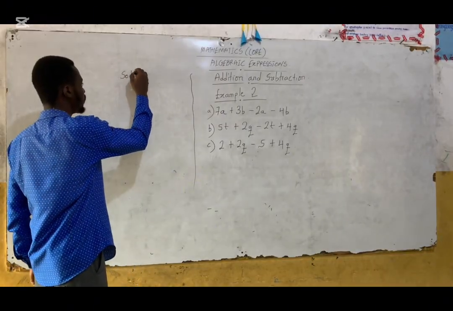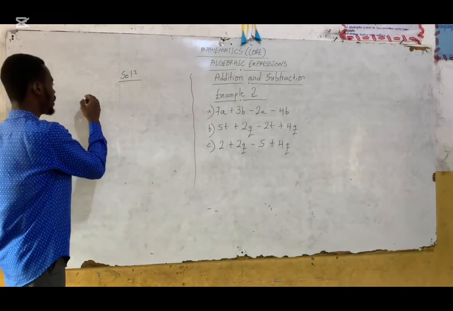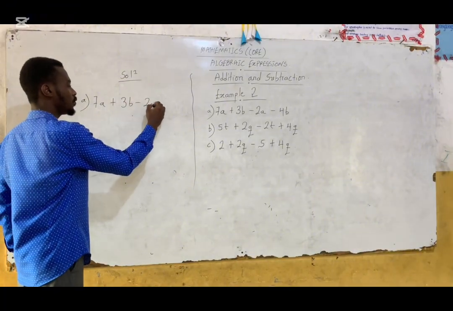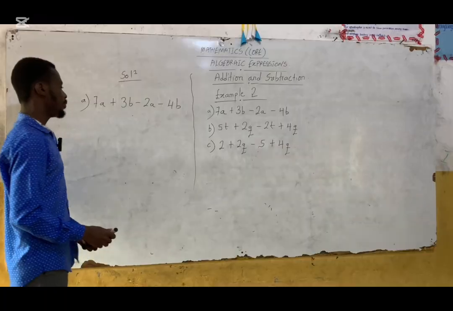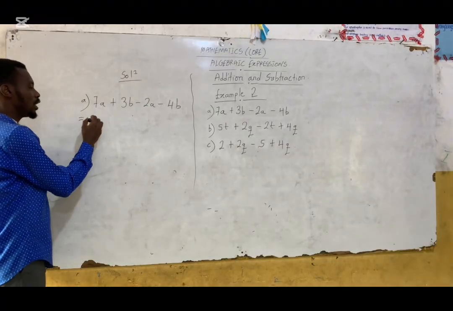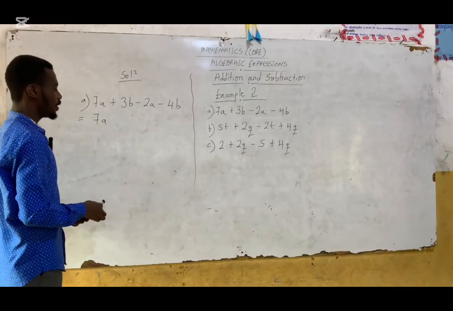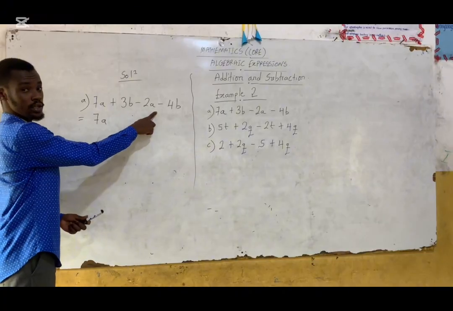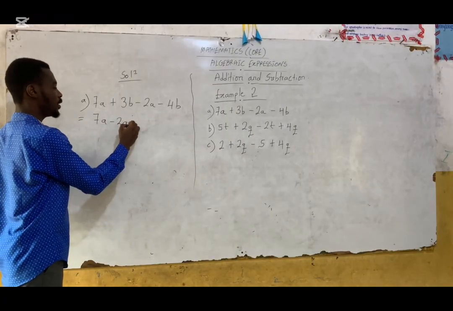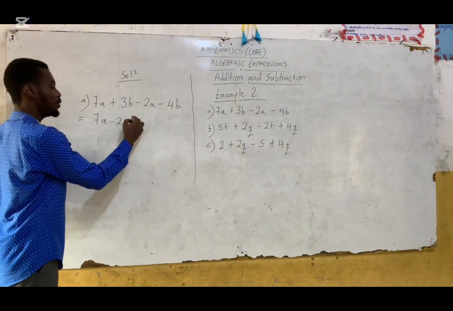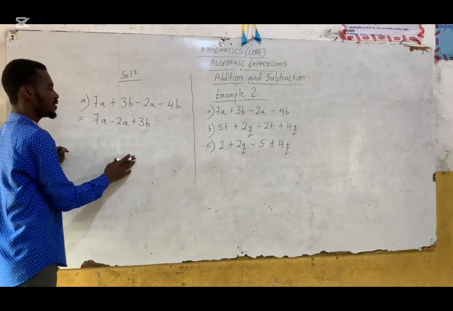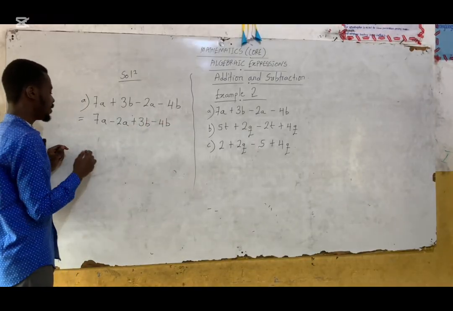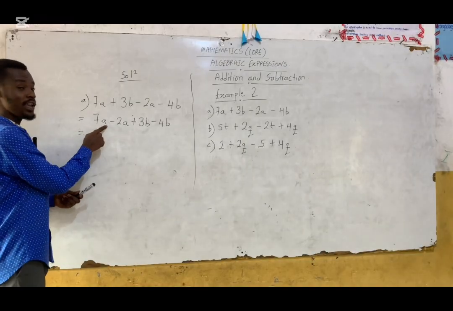So for the first one, A, we have 7a plus 3b minus 2a minus 4b. Good. As usual, we take the first term, right? We look for a family member of the first term, 7a, negative 2a. Are we okay? So we have negative 2a. The next number is positive 3b. So positive 3b has a family member of negative 4b. Negative 4b. Now 7a minus 2a.